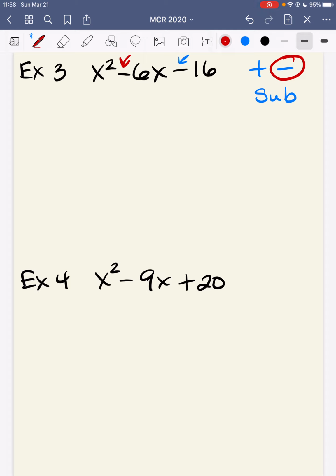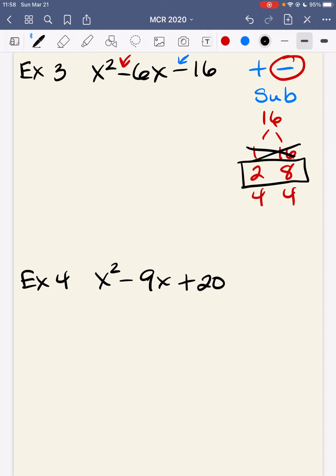I have 1 and 16. I have 2 and 8. I have 4 and 4, and we'll kind of go with those. And remember, they need to subtract and give me 6. Well, 16 minus 1 does not give me 6. That's out. 8 minus 2 gives me 6. There we go. And so obviously 4 minus 4 gives me 0.